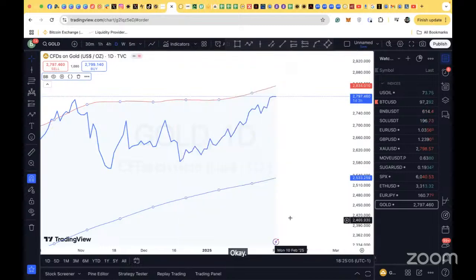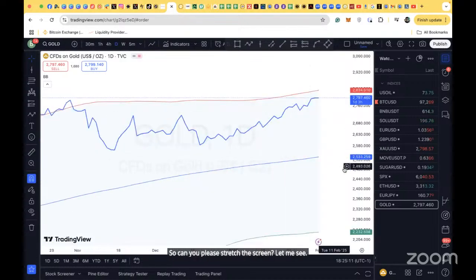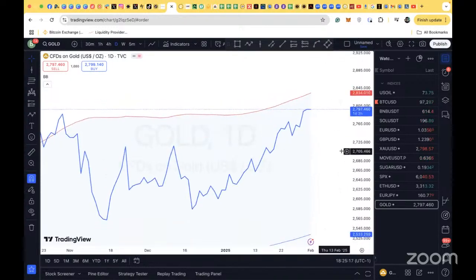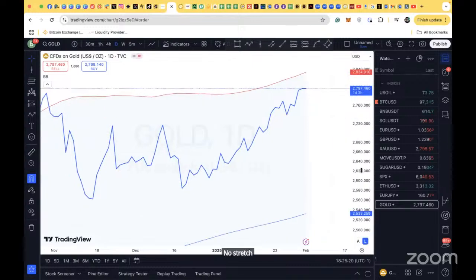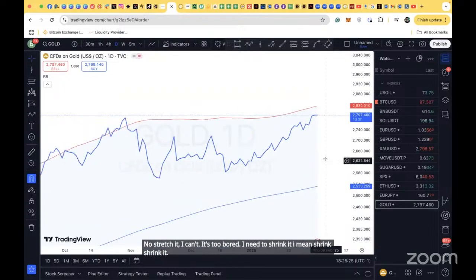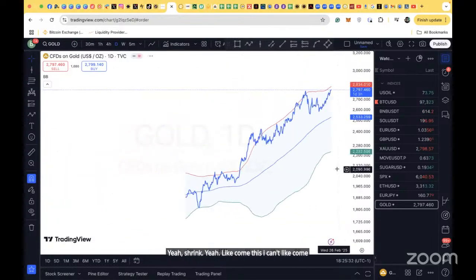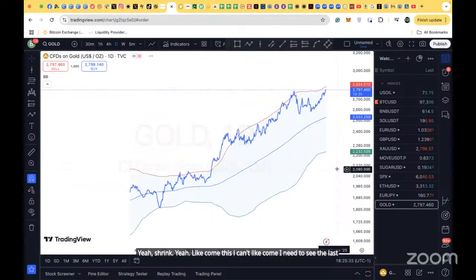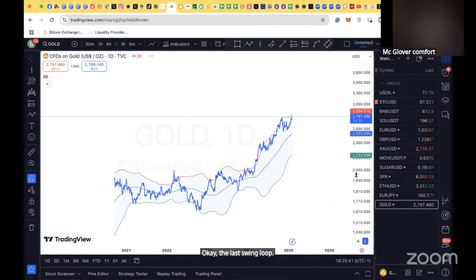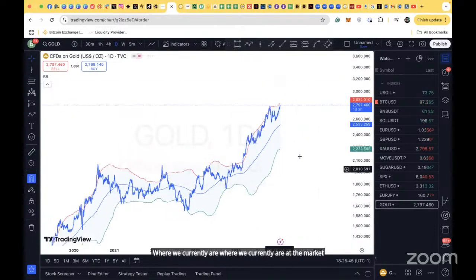Okay. So, can you please stretch the screen? Let me see. Which one are you using? Gold. No, shrink it, it's too bold. Shrink my screen, like this. I need to see the last trend, the last line, please. Okay, the last swing low, where we currently are at in the market. Yes.